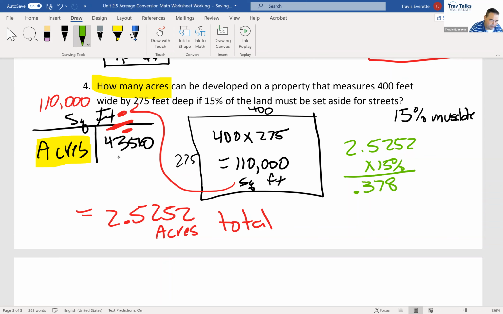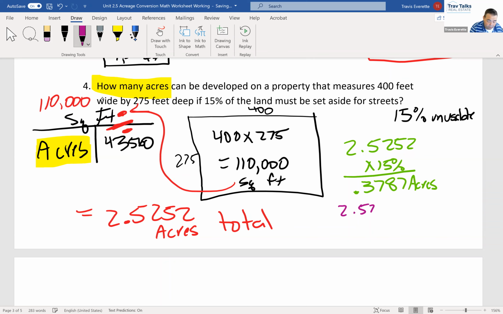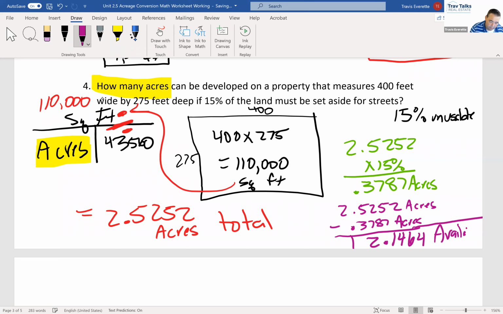0.3787 acres that's unusable. And then we could combine that with the knowledge that we have: it's 2.5252 acres altogether minus the 0.3787 acres that's unusable. And we come up with 2.1464. And that is our total available. And that's our final answer, 2.1464. But there's actually, in my opinion, an easier way to do that.